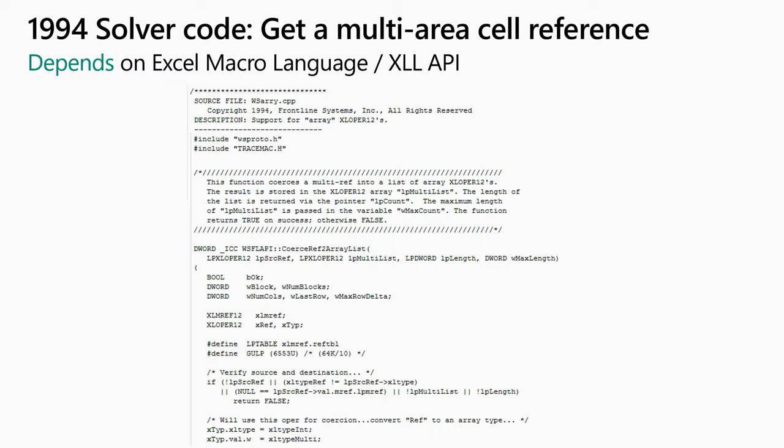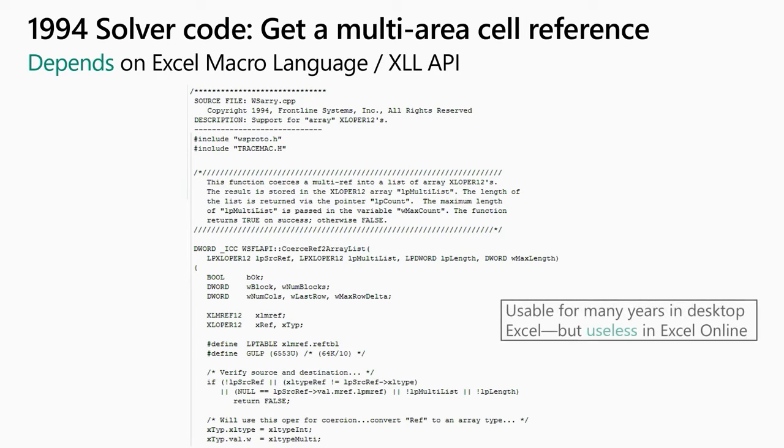It's actually a real credit to Microsoft, I think, that this code still works in desktop Excel for Windows only, but it's been usable for many years in desktop Excel. But this is useless in Excel Online. You can't use this code at all. There's no Excel operators. There's nothing like this.